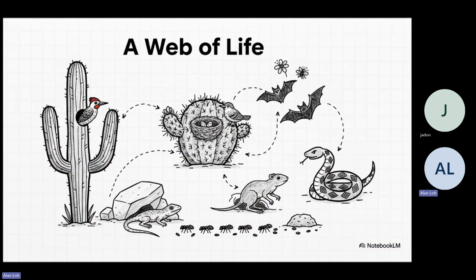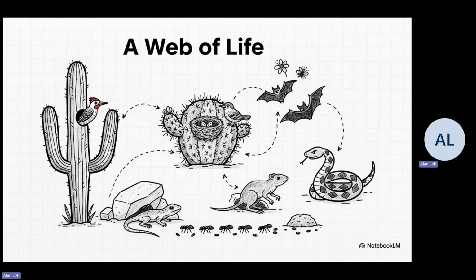And this is what that web actually looks like. I mean, nothing out here lives by itself. You got Gila woodpeckers that literally carve out their homes inside these giant saguaro cacti. Little cactus wrens build their nests in this spiky cactus, using those thorns like a security system. At night, kangaroo rats come out to find food. But guess what? They're being hunted by rattlesnakes. It's this non-stop dance of survival and dependency.